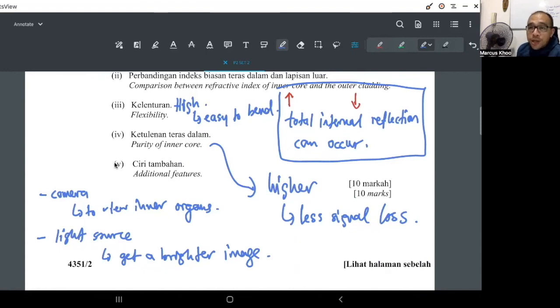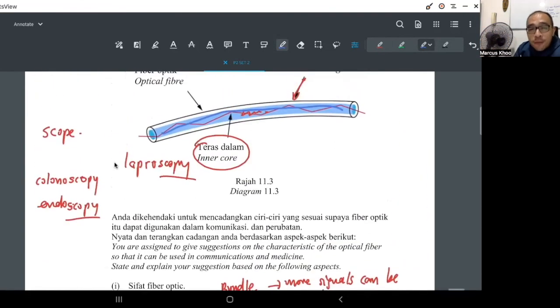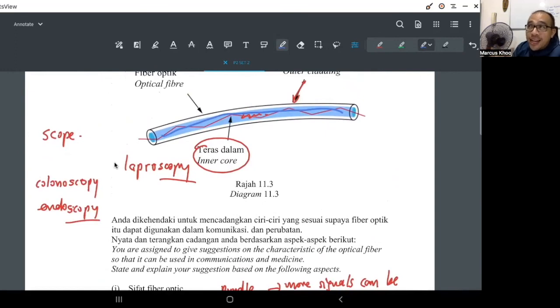Every year I will predict, I will always say that, oh, okay, this year astronomical telescope is coming out, but it never comes out. So I don't know whether this year you're going to be that lucky lah. But I will say that fiber optics is a more popular question than astronomical telescope. Same topic. Okay, both are under light lah. But I have seen more fiber optics questions compared to astronomical telescope questions.